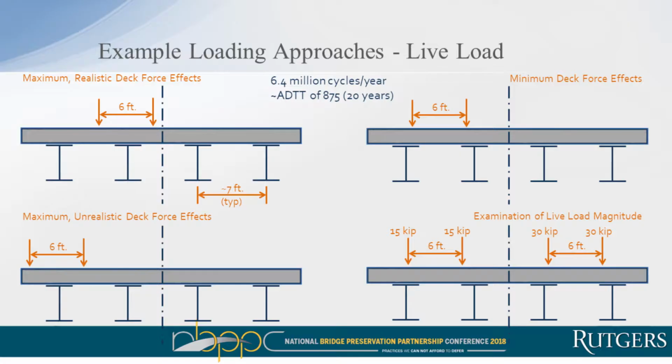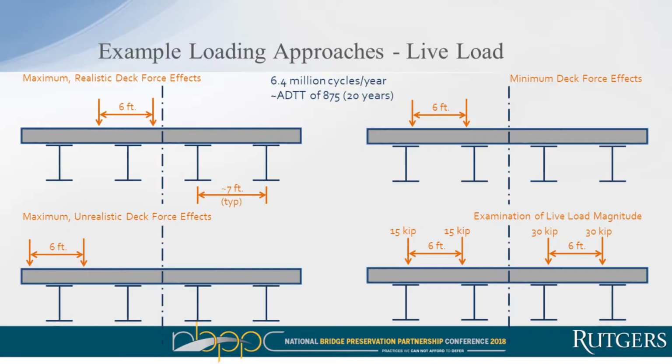So when you're looking at live load, there's a couple ways we can apply it, right? We can apply it at any location along the width of the bridge. This would be our maximum realistic deck force. This would be our maximum, I'm going to call it unrealistic deck force, where you're actually loading the overhang to maximize that negative moment over that fascia girder. Minimum deck force, right? Just applying the loads effectively over the girders themselves.